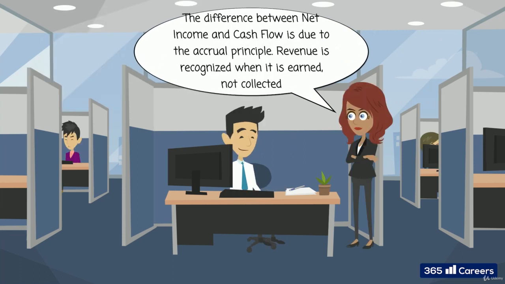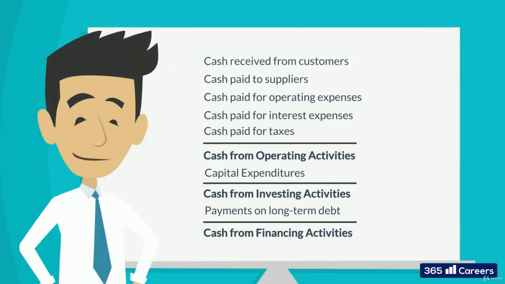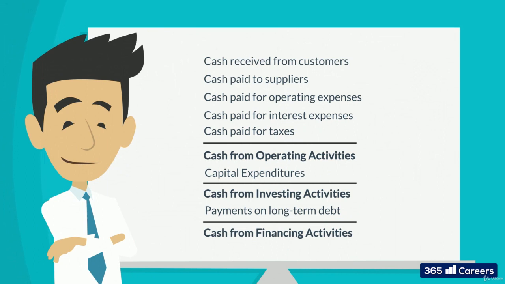actual cash flow. The difference between net income and cash flow is due to the accrual principle. Revenue is recognized when it is earned, not collected. Costs are recognized when incurred and not paid. Under the direct method, the cash flows from operating activities will include the amounts for lines such as cash from customers and cash paid to suppliers. These are actual cash flows that occur during a given period of time.